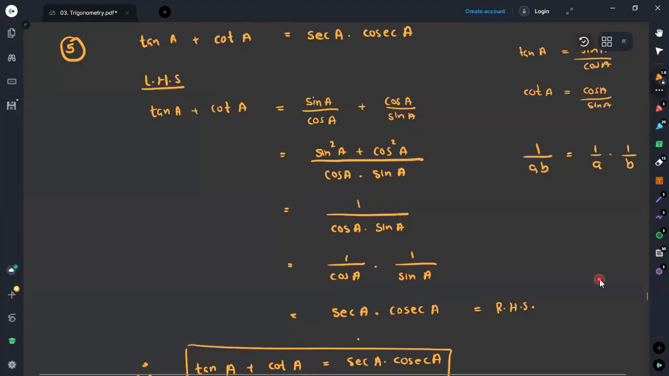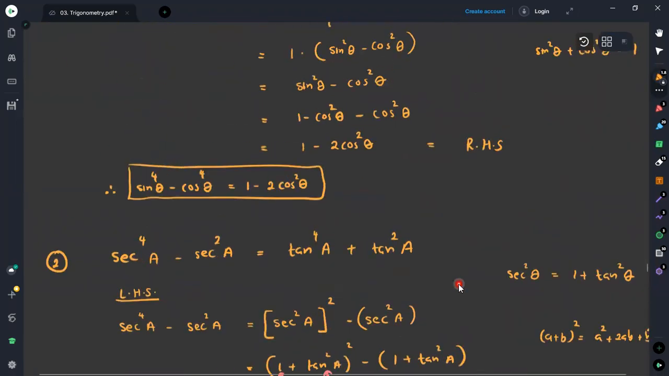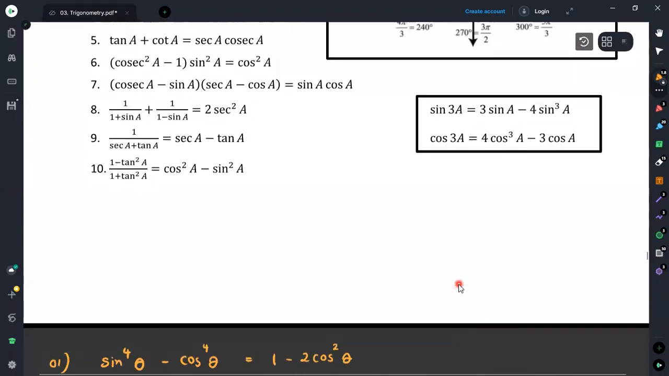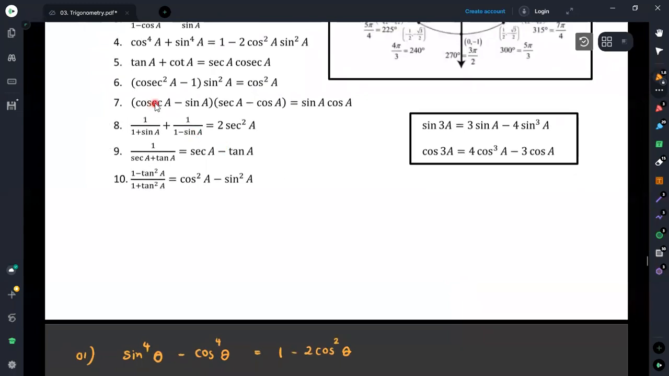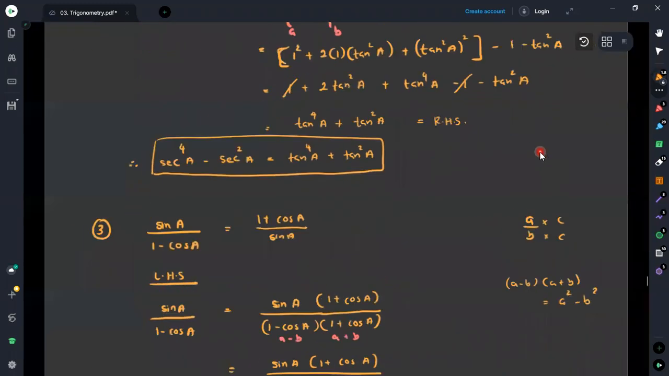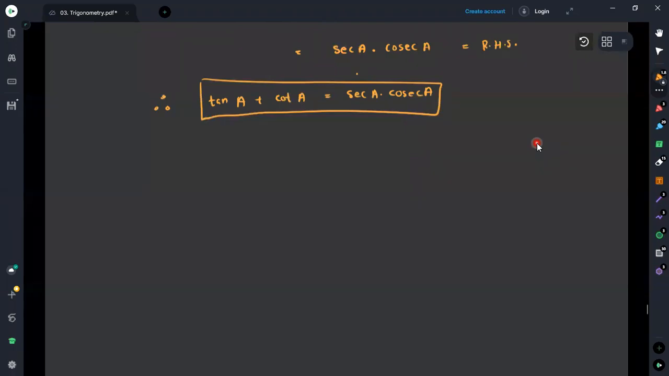Now we will move to the sixth one. The sixth one says that cosec squared A minus 1 times sine squared A equals cosine squared A. This is what we have to prove.